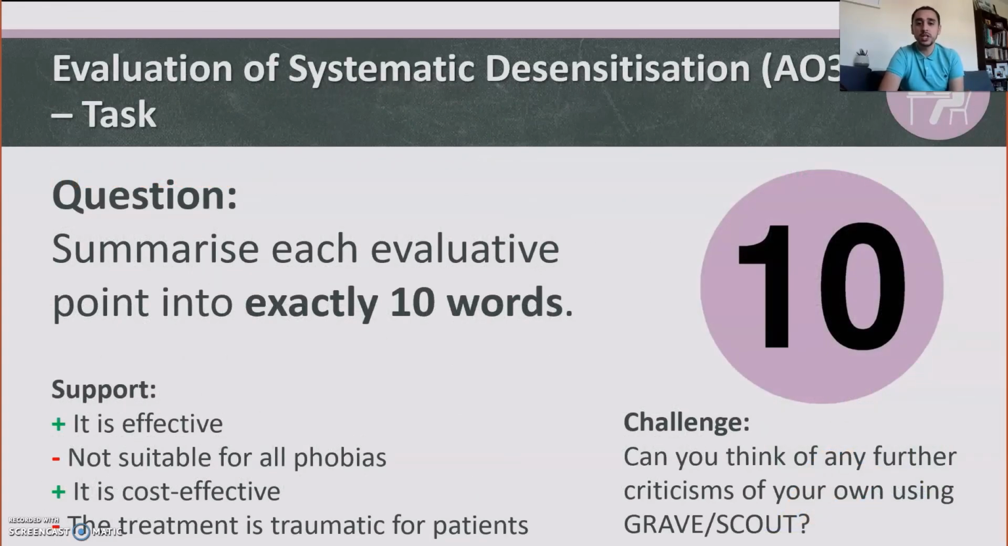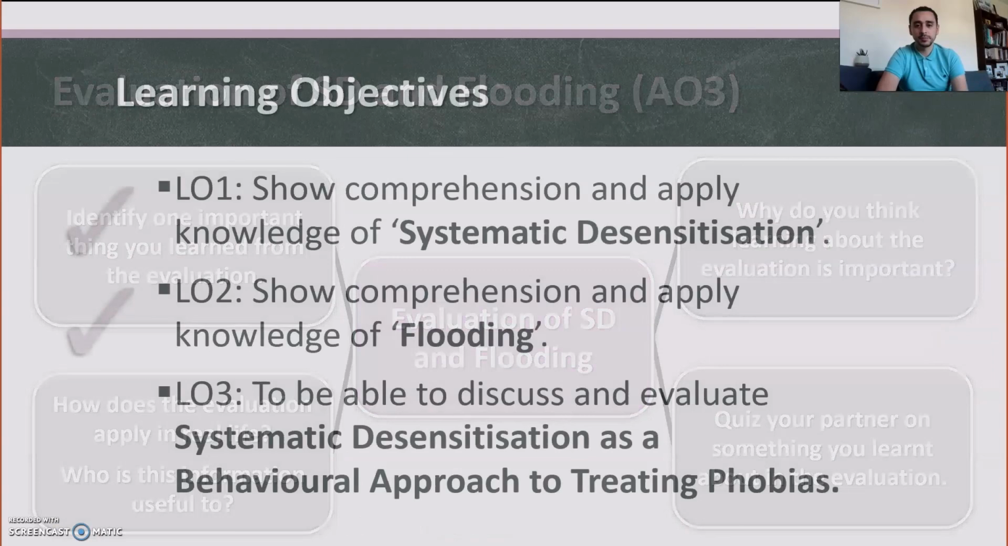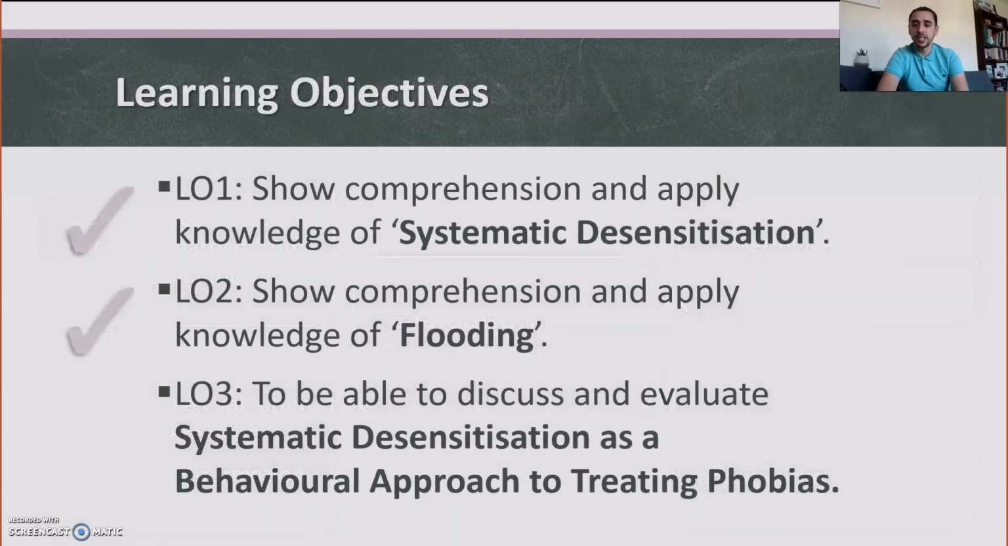Can you summarize each evaluative point into exactly 10 words? One strength of systematic desensitization is research found it's effective. 10 words. And that is the evaluation. There we go. To be able to discuss and evaluate systematic desensitization as a behavioural approach to treating phobias.